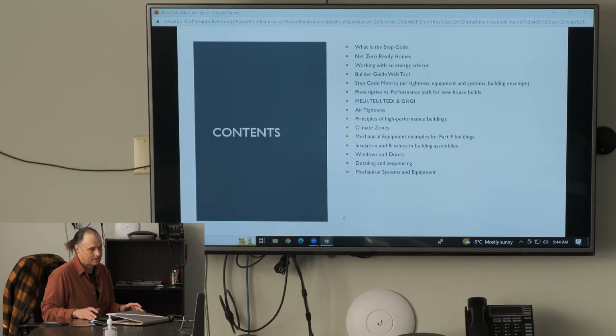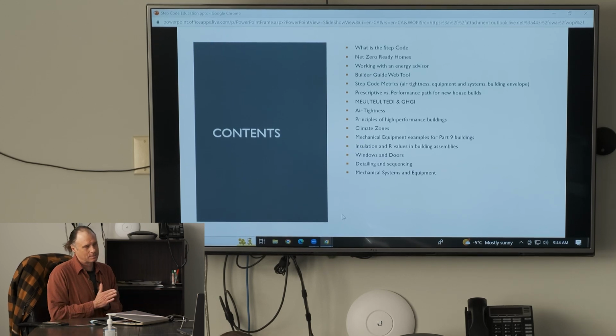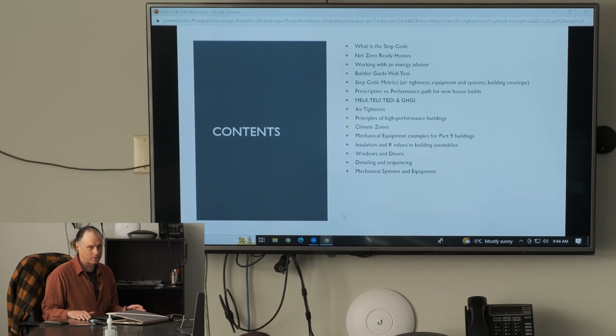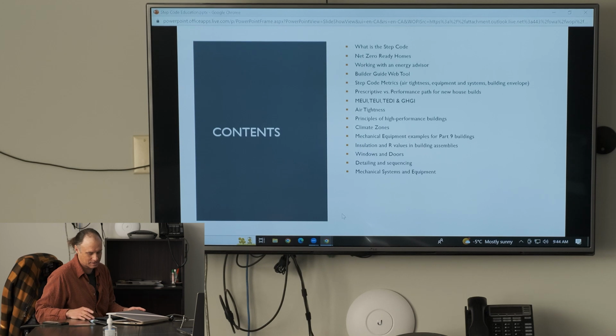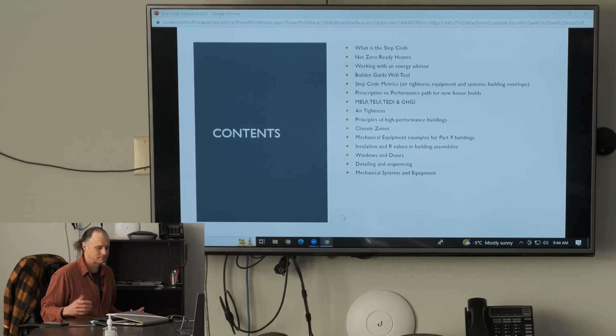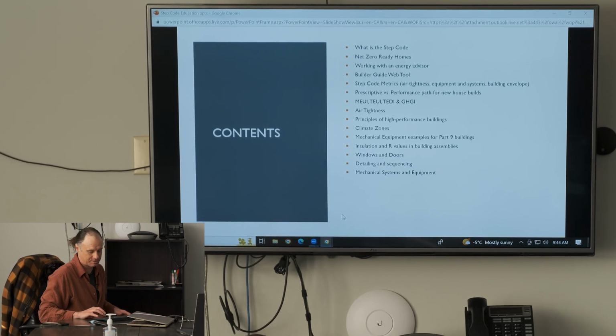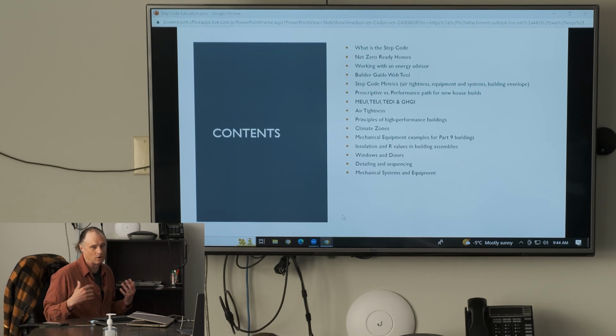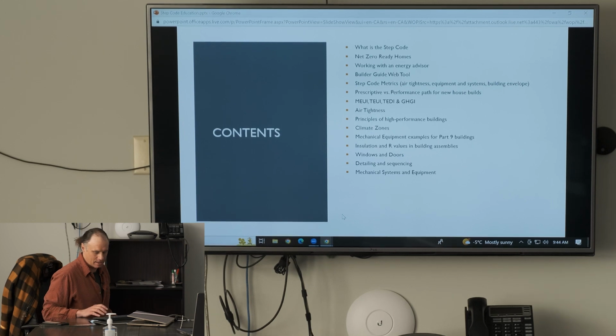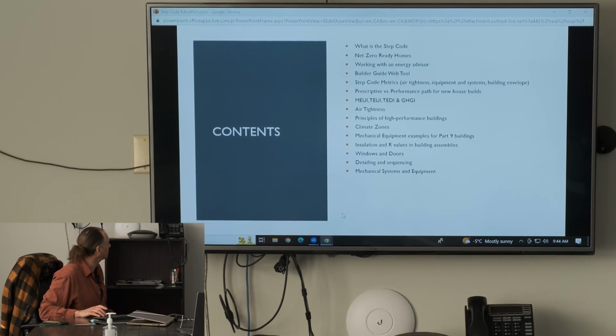Okay. So, you guys are probably familiar a bit with the step code already and all the different steps. So, we're just going to go into a little bit more detail on some of the metrics to reach those steps and some things to take into account when you are engaged in new building.